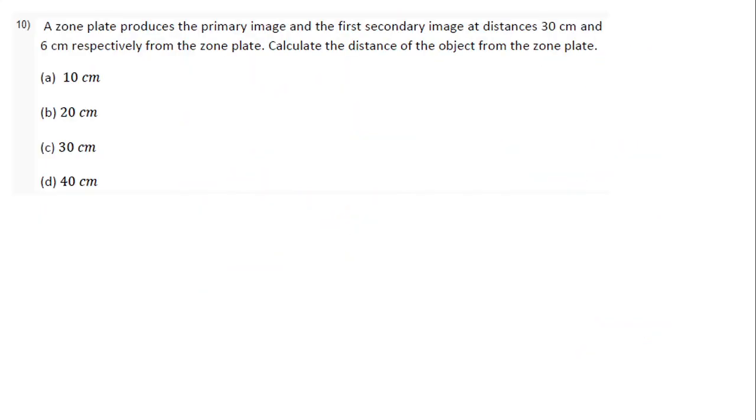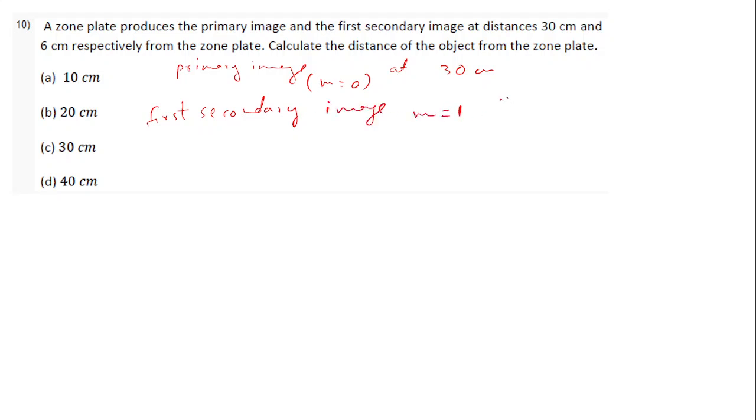Okay. Next question, question number 10. Again it is on zone plate. So we have a zone plate which produces primary image and first secondary image at a distance of 30 centimeter and 6 centimeter respectively. Means it produces primary image at 30 centimeter and first secondary image at 6 centimeter from the zone plate. So this is like V0, this is like V1. Calculate the distance of object. We need to find out distance of object from the zone plate.